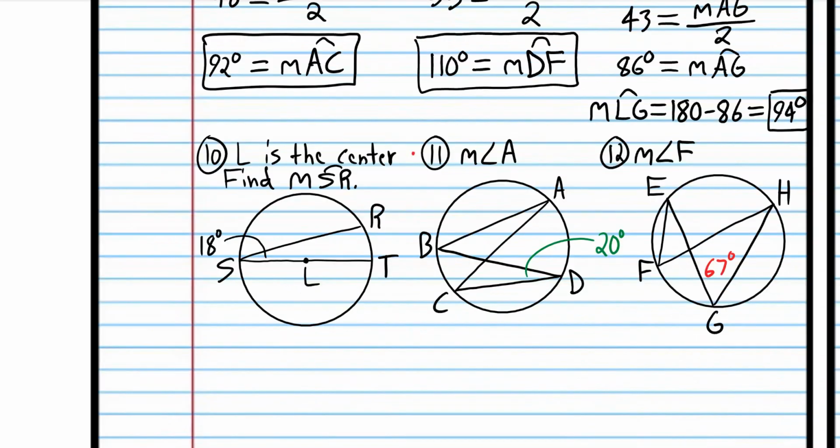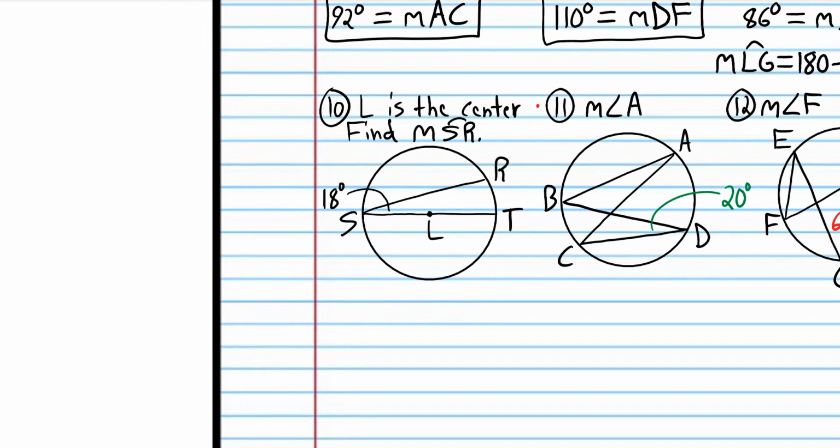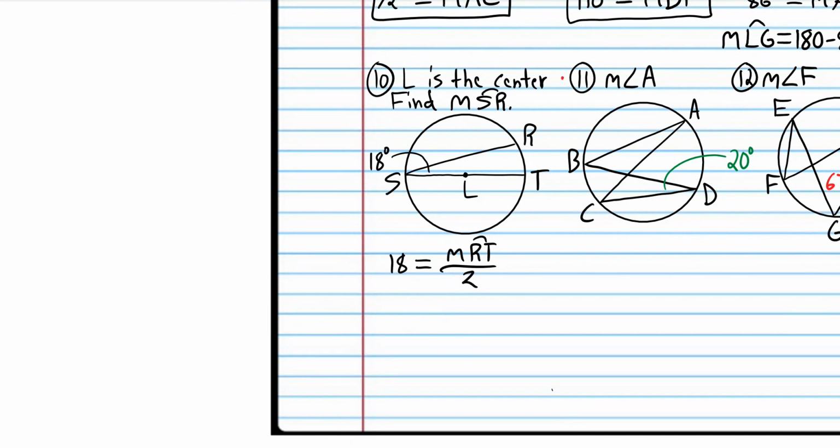All right, we're back. L is the center, so first let's go ahead and find this arc measure here. We know the inscribed angle measure is equal to the corresponding arc measure divided by 2. Multiply both sides by 2, and you get 36 degrees. So we just found that the measure of arc RT is 36 degrees. That's this arc here. Now we just subtract that from 180, and that'll give us this arc, the measure of arc SR.